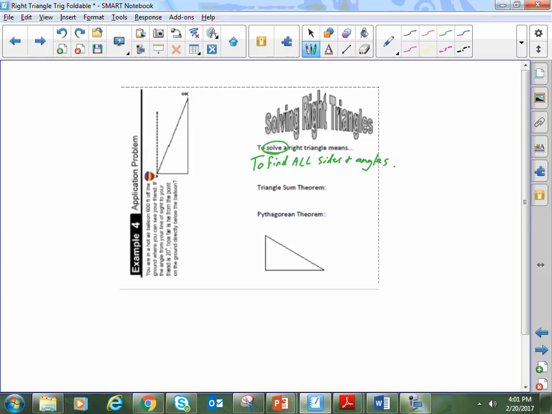The triangle sum theorem simply says that the measurement of angle A plus the measurement of angle B plus the measurement of angle C has to equal 180 degrees. And of course, the Pythagorean theorem is a squared plus b squared equals c squared, where this would be A, B, and C the way I have it drawn. We use a capital letter to represent the angles and a lowercase letter to represent the sides.